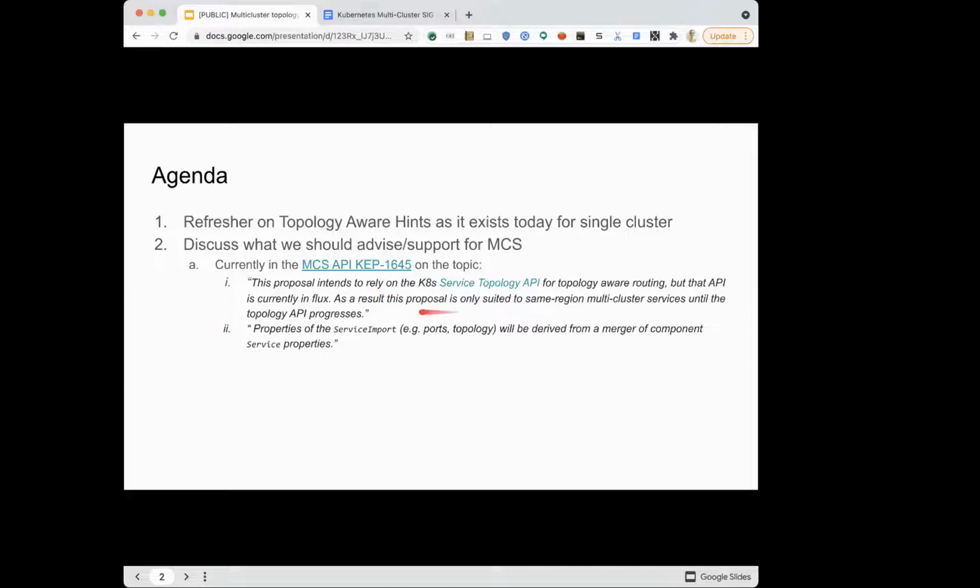that we will support topology aware hints at some point, but that it was currently in flux. I think it's less fluxy now, so I'm going to present what the unfluxy situation is right now. Then we can decide if we need to do anything specific for MCS, if we need to advise something specific, if we need to say anything specific about implementations or about how this integrates with single cluster and how it changes or doesn't change for multi-cluster. I have some seed questions at the end, but I'll stop talking about the agenda and just talk about the thing now.